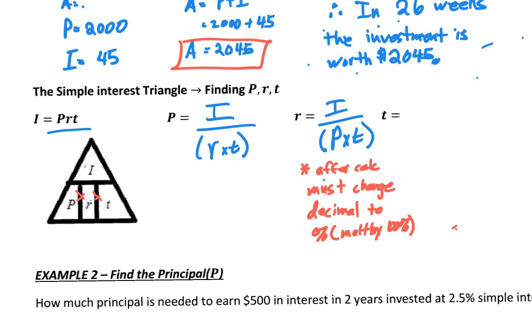So now let's go and calculate T. So let's say I want to calculate T. I cover up my T in my triangle. So now that means I have I over P times R. I divided by, in brackets, P times R. And that is your time in weeks. So now let's go through some simple problems to find out P, R, and T.